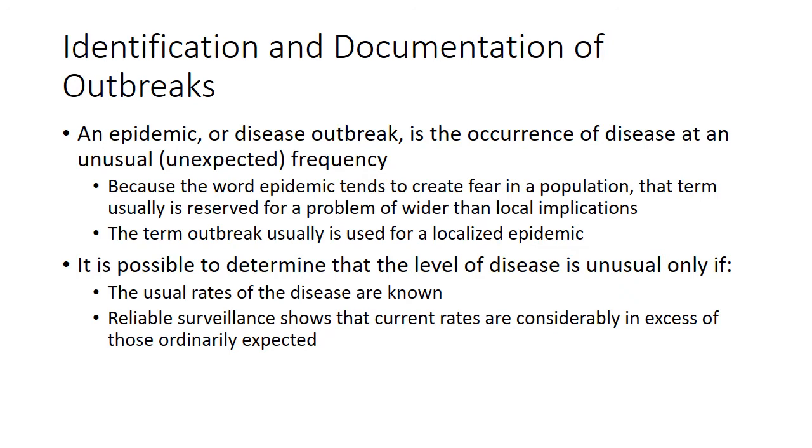But basically, it's only possible to determine if we're having an unusual outbreak of disease, or an unusual rate, or an epidemic, if we know what the usual rates are in the first place. That's why we need really reliable surveillance, to know what the current rates and trends are. Is what we're experiencing right now just a blip? Is it something we would have expected normally, or is it actually a true outbreak or an epidemic, something that is out of the ordinary?